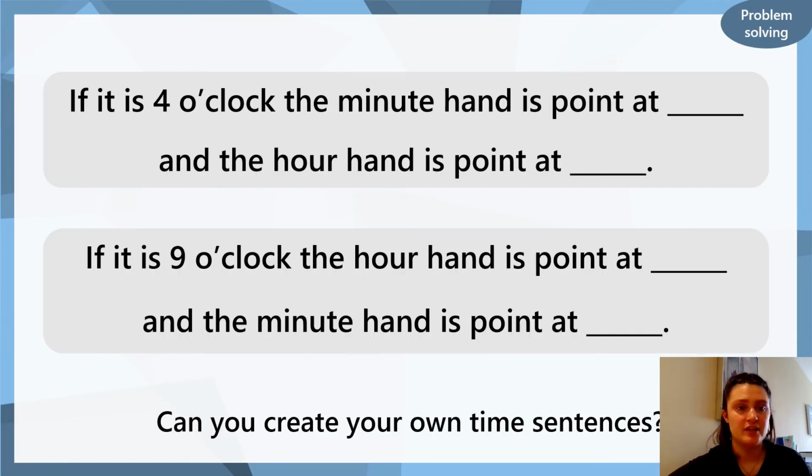Now our last question, if it is 4 o'clock, the minute hand is pointed at 12, very good, it's an o'clock. And the hour hand is pointed at what for 4 o'clock? 4, very good. If it is 9 o'clock, the hour hand is pointing at 9 and the minute hand is pointing at 12, very good. Remember, the hour hand is the small hand and the minute hand is the long hand.